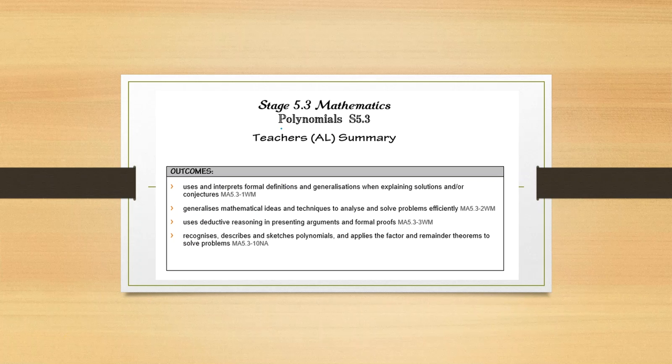Hi everyone, welcome to the Polynomials summary video. So we're in stage 5.3. We want to recognize, describe and sketch polynomials and apply the factor and remainder theorems to solve problems.